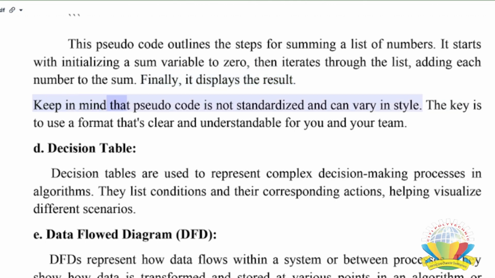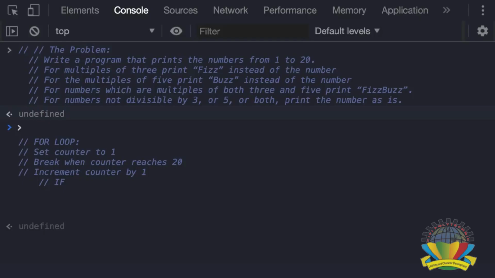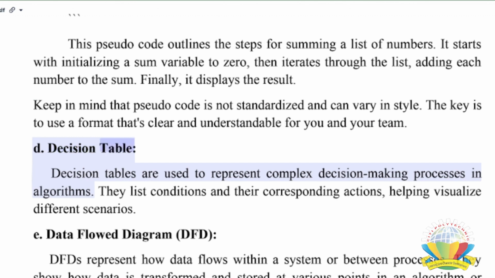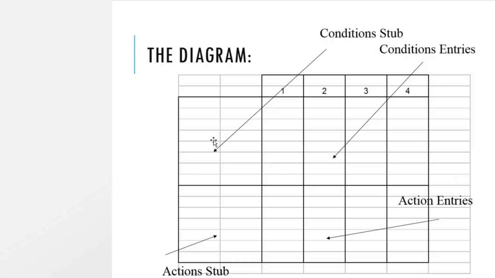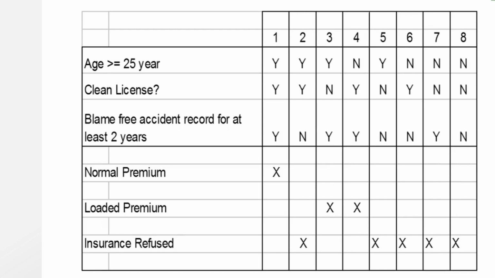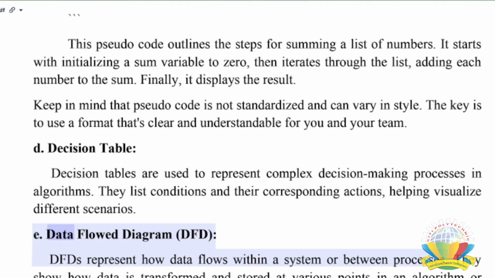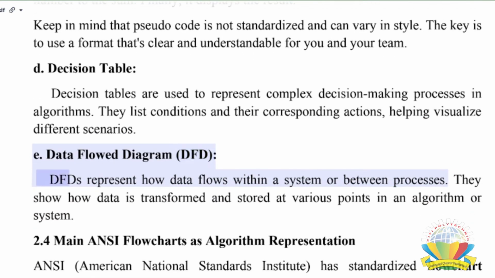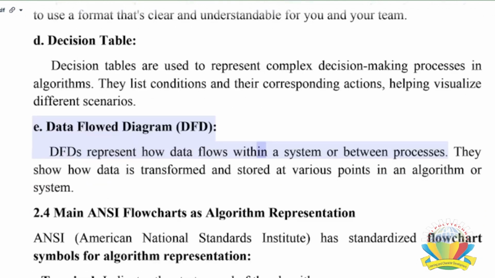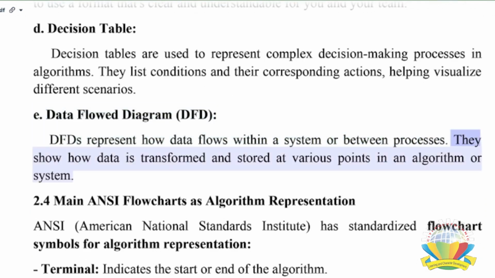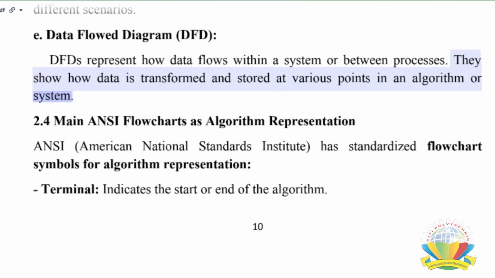Keep in mind that pseudocode is not standardized and can vary in style. The key is to use a format that's clear and understandable for you and your team. D. Decision table. Decision tables are used to represent complex decision-making processes in algorithms. They list conditions and their corresponding actions, helping visualize different scenarios. E. Data flow diagram, DFD. DFDs represent how data flows within a system or between processes. They show how data is transformed and stored at various points in an algorithm or system.